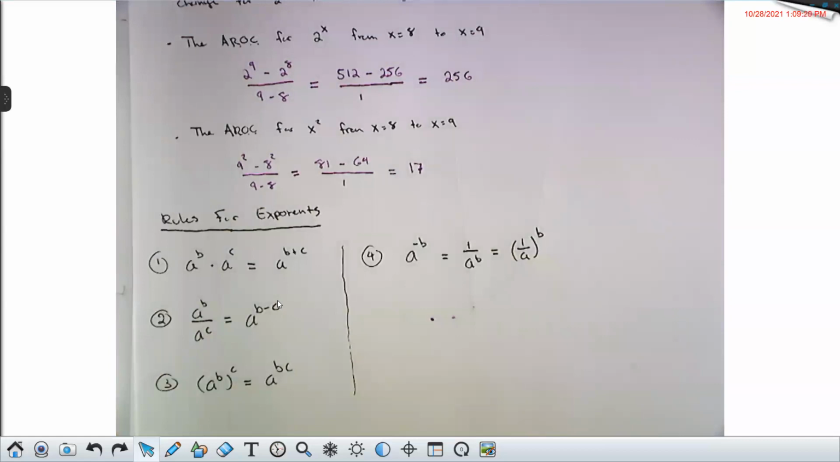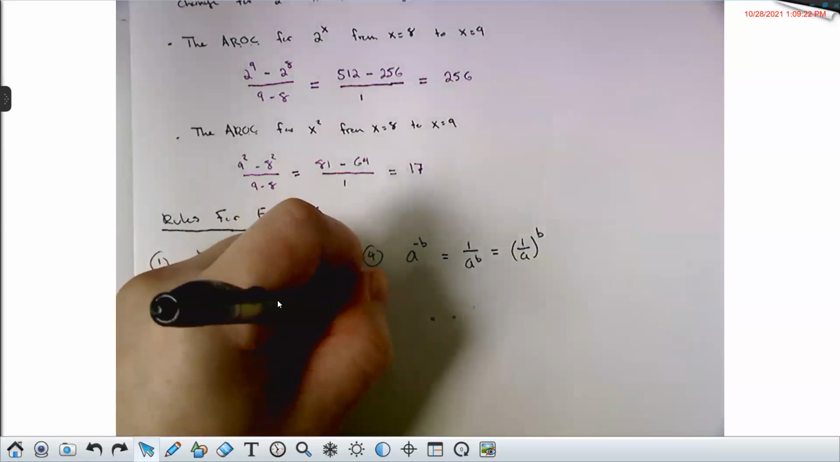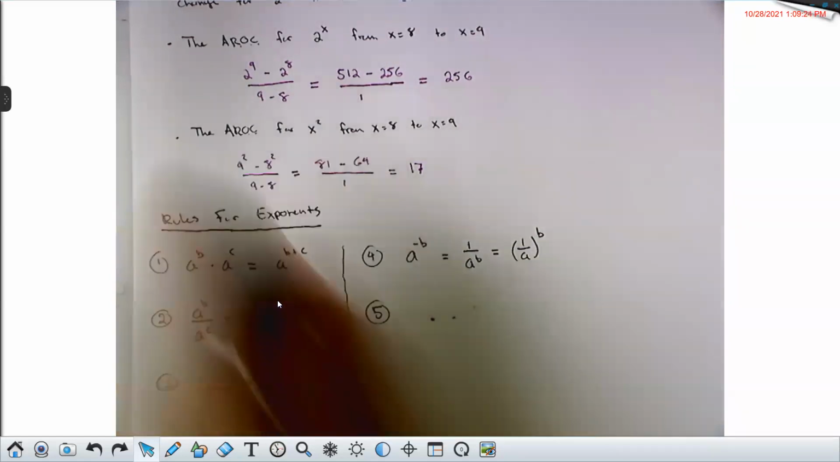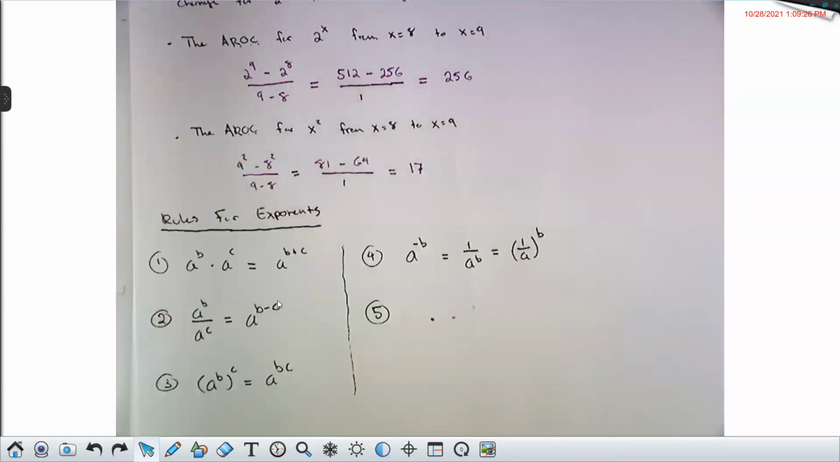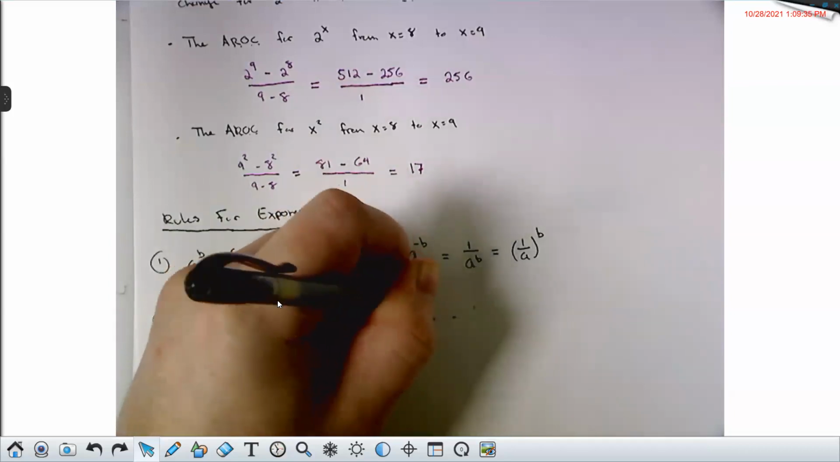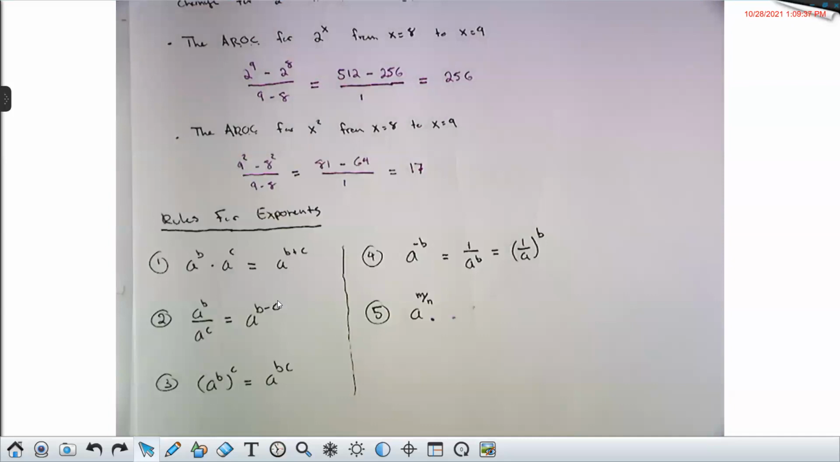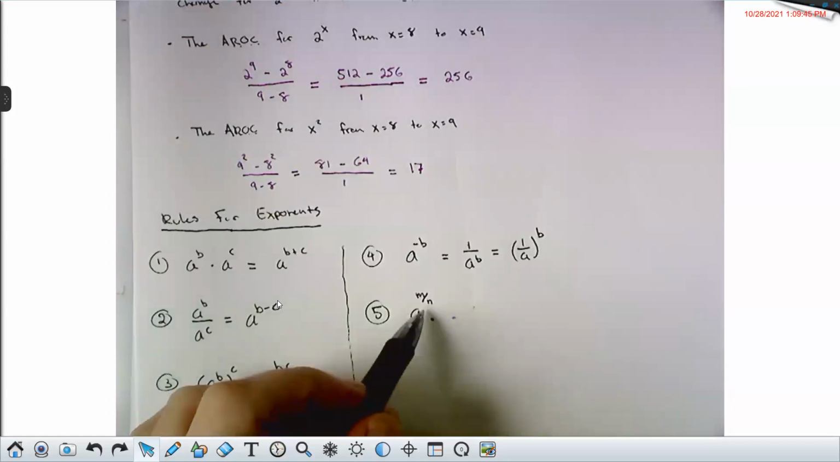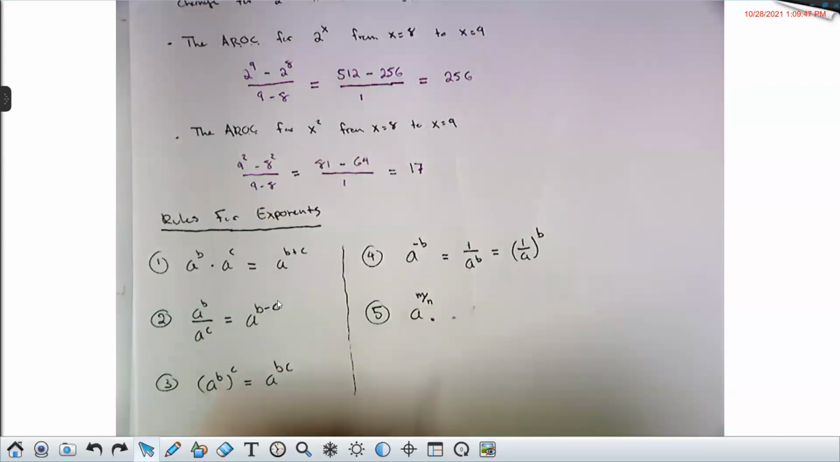The next rule has to do with fractional powers, so exponents which are themselves fractions. And usually here we think of the fraction as being made up of whole numbers. So I'm going to use, instead of b and c, m and n. All these rules work great for any real number, b or c. This last rule, though, you usually see it where these two numbers in the power are whole numbers.